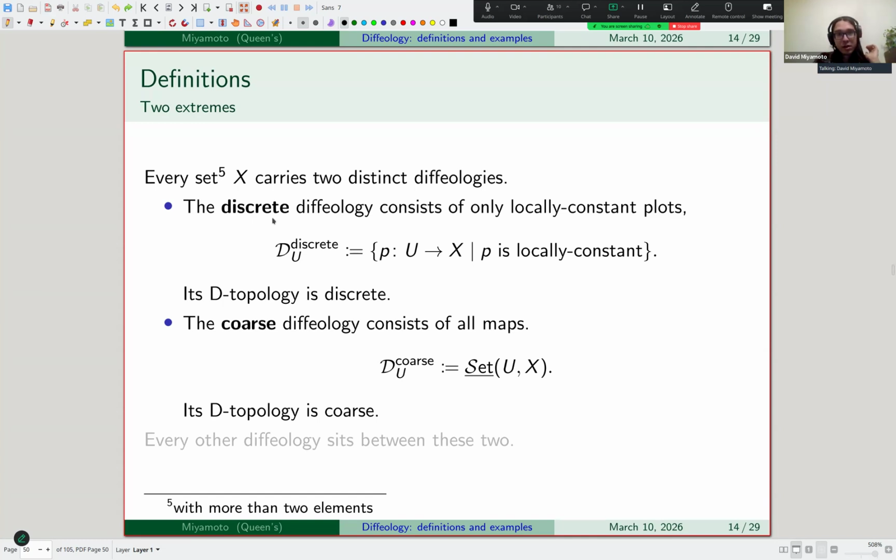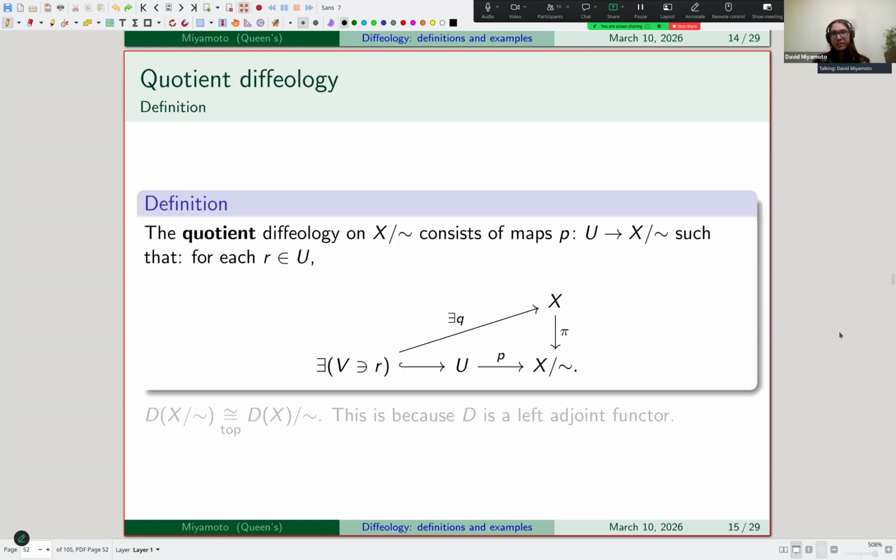So I guess discrete diffeology has the fewest plots possible, and the D topology has the most open sets. The coarse diffeology has the most plots possible, and its D topology has the fewest open sets. Every other diffeology sits between these. So now we will go over some of the examples in a little more detail: quotients, subsets, and function spaces.